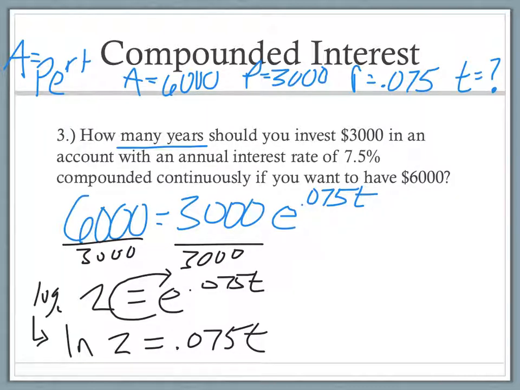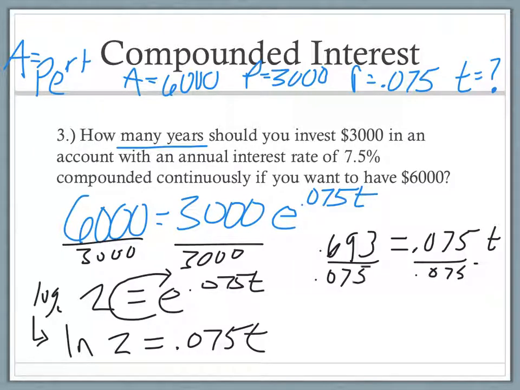Now ln of 2, we can put that in our calculator. It ends up being 0.693, equals 0.075t. Now I'm going to divide by 0.075. When I divide by 0.075, I get about 9.2, and we're talking about years. There's my final answer.